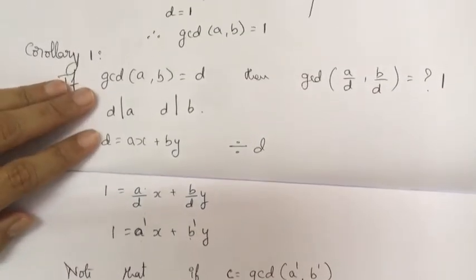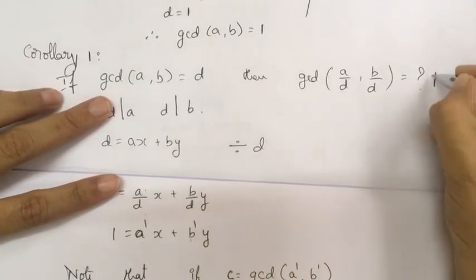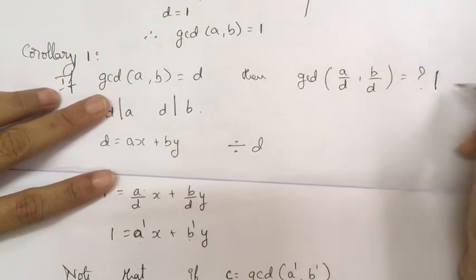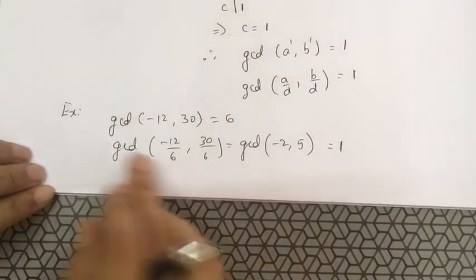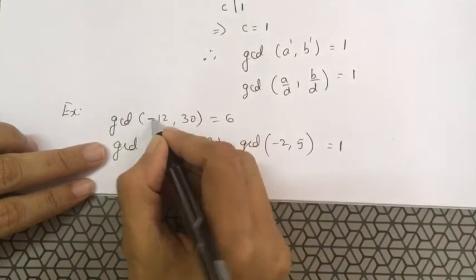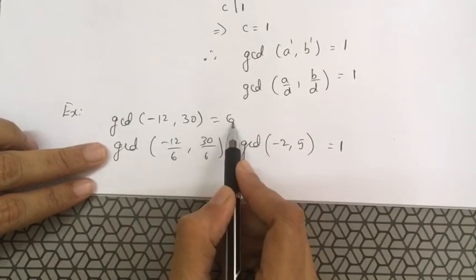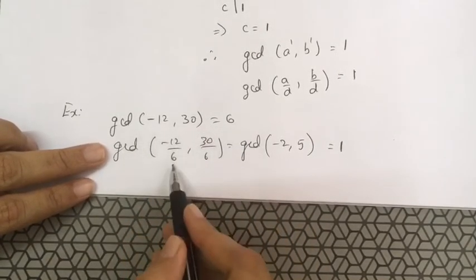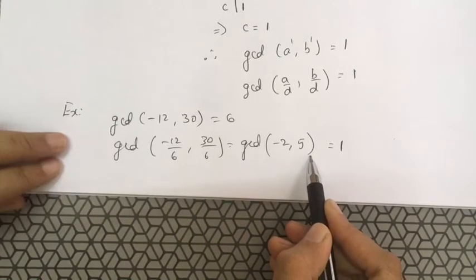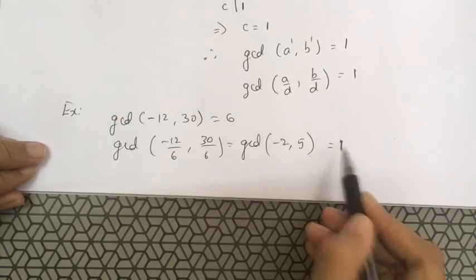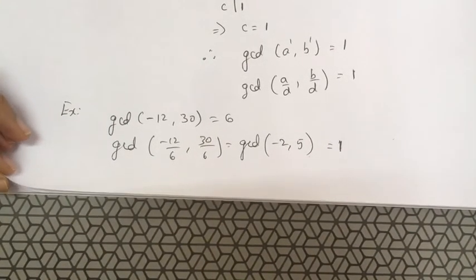If GCD of A and B is D, then GCD of A by D and B by D is equal to 1. You can observe with an example. Suppose I have two numbers, minus 12 and 30. Their GCD is 6. So when I divide these two integers by the GCD, I get minus 2 and 5. You can observe that its GCD is 1. Now let us look at the second corollary.